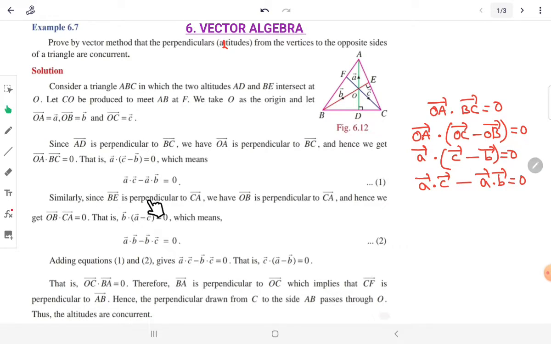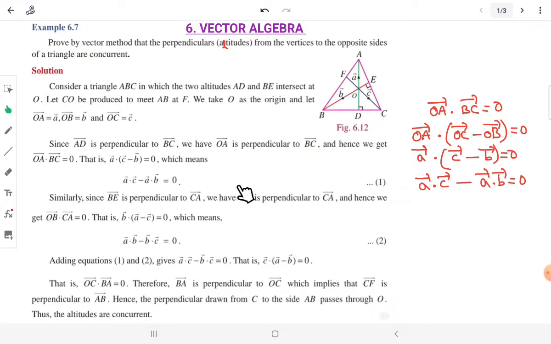Now similarly, let's take BE. BE is perpendicular to AC. So BE perpendicular to CA means I can say OB is also perpendicular to the same CA. If these two are perpendicular, we know that the dot product is equal to 0. Now CA can be written as OA minus OC, so A vector minus C vector. Now apply the distributive property. So B dot A, or A dot B, minus B dot C is equal to 0.